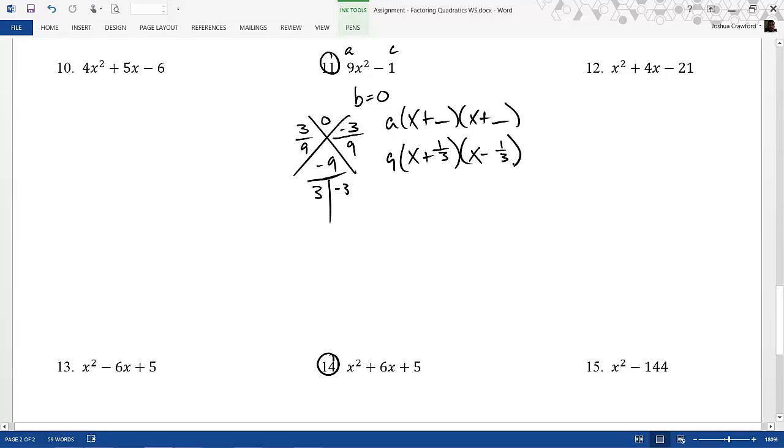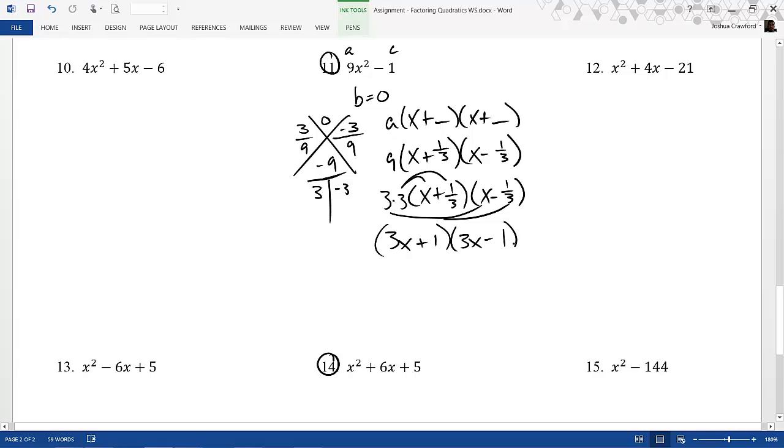Next, we have two fractions again. So whenever you have two fractions, you're going to break up the coefficient into two numbers. So 9 breaks up to 3 times 3. So that'll be x plus 1/3 and x minus 1/3. You're going to distribute one into there, the other into there. So 3 times x is 3x. 3 times 1/3 is plus 1. 3 times x is 3x. 3 times negative 1/3 is negative 1.